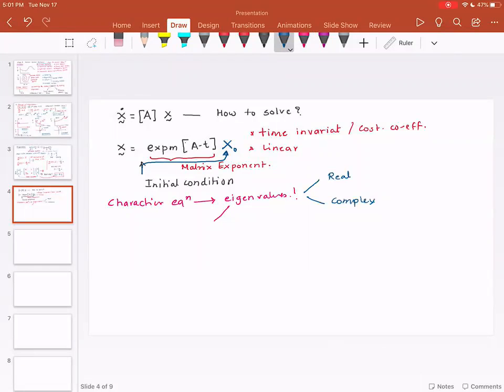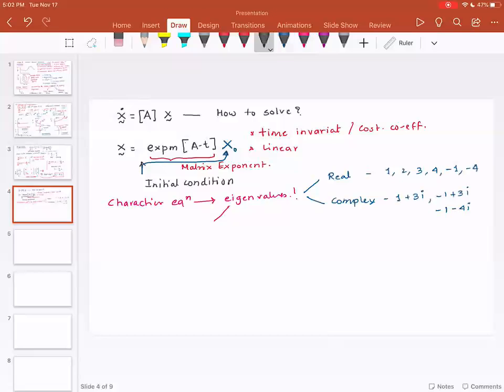So what do I mean by real? Real means a number like 1, 2, 3, 4, or -1, -4, something like this. Complex means 1 plus 3i, or -1 plus 3i, or -1 minus 4i, and so on. So the eigenvalues could be real or the eigenvalues could be complex.